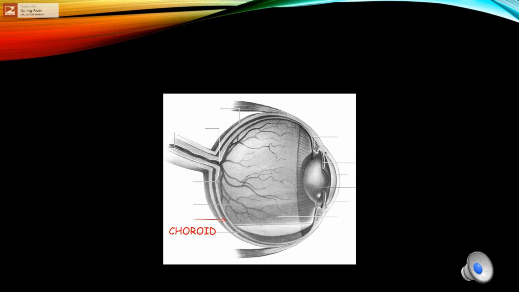Choroid, a layer between the retina and the sclera, consisting primarily of blood vessels which provide nourishment to the retina. Sclera, the tough, white, fibrous outer protective layer of the eye. Ora serrata, the area of the inner eye where the retina ends and the choroid layer of the eye can be seen.